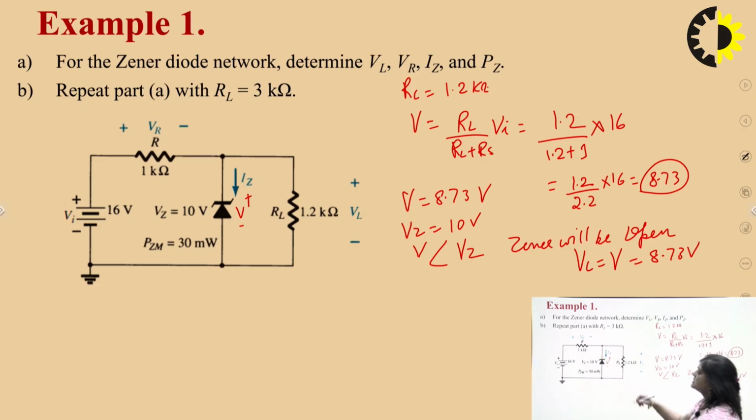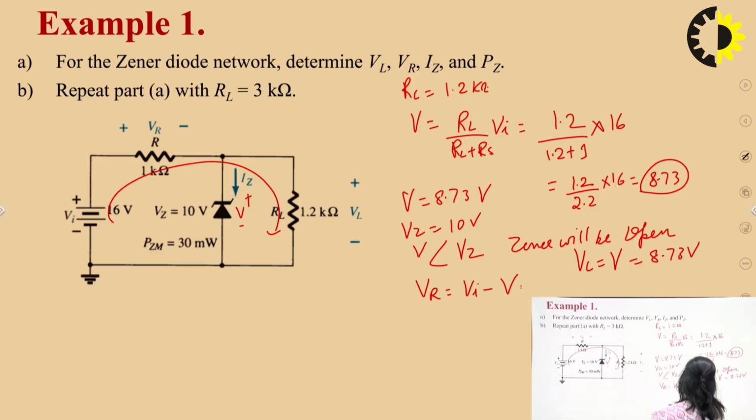Now from here we can apply KVL. We can find the value of VR is equal to Vi minus VL, that is 16 minus 8.73, and we will have 7 point something, so 7.27 volt. This is VR. So we have found the values of VL, VR and IZ. Now the Zener is open here, so IZ would be equal to 0, and then PZ is equal to VZ multiplied by IZ, that will be equal to 0.